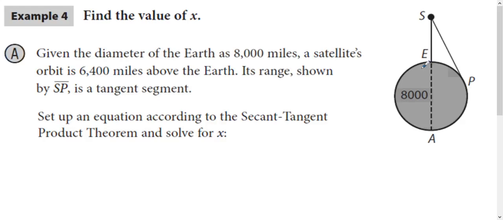So we're given the diameter of the Earth is 8,000 miles. And a satellite is orbiting 6,400 miles above the Earth. So this segment is 6,400 miles. Its range is shown by SP. Set up an equation according to the secant tangent theorem, and solve for x, solve for its range.